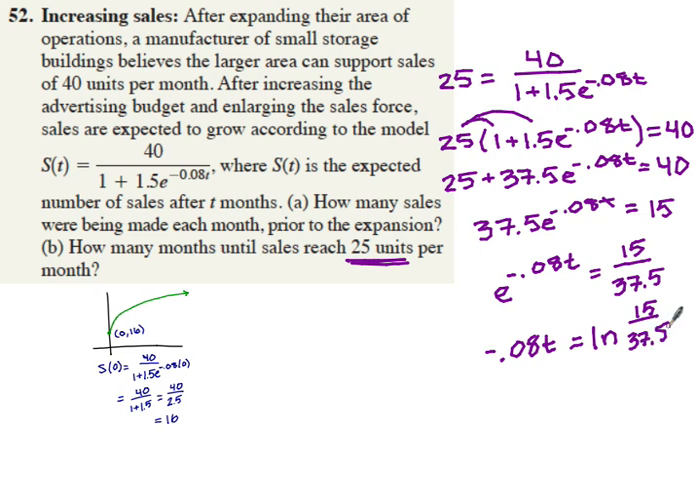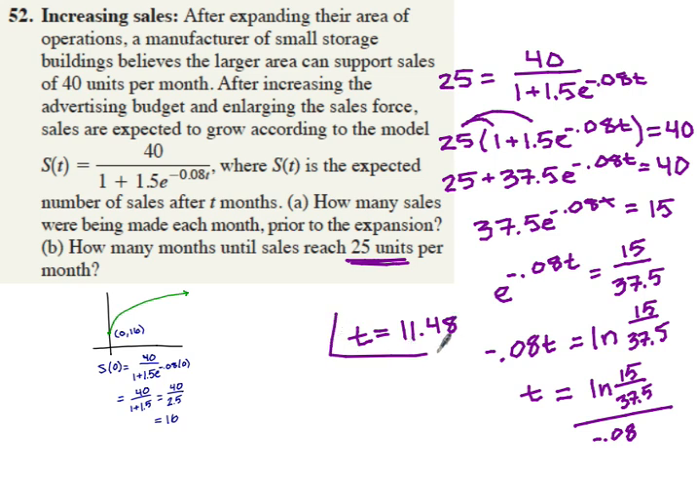Last step then would be to divide by that negative 0.08. So we get our natural log of 15 over 37.5 all over negative 0.08. And that turns into a decimal approximation for us. I believe our time ends up being about 11 point something. Cool. All right. So in about 11 and a half months.